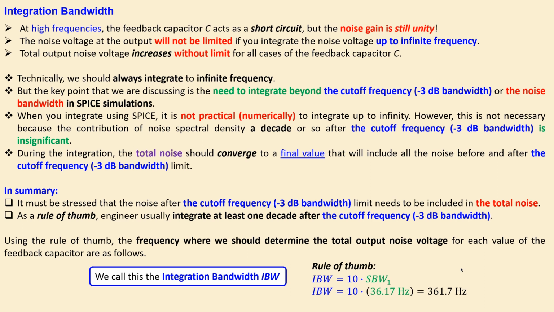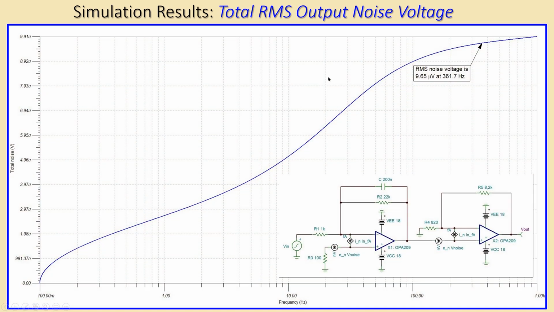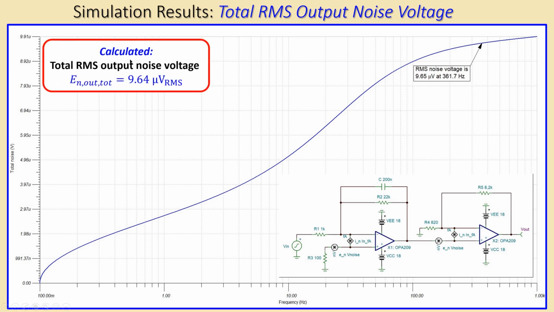If you have a situation where the feedback capacitor is a short, then the noise gain will still be unity, and you will just integrate your noise without a limit. Okay, let's look at the total RMS noise voltage at the output, and we'll see what we actually mean by that integration bandwidth. Okay, we have calculated this one.